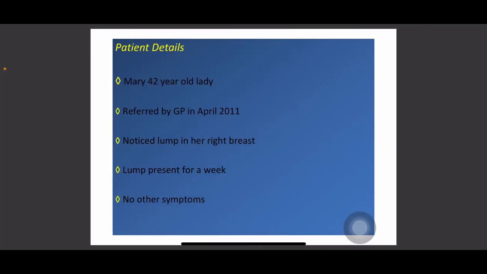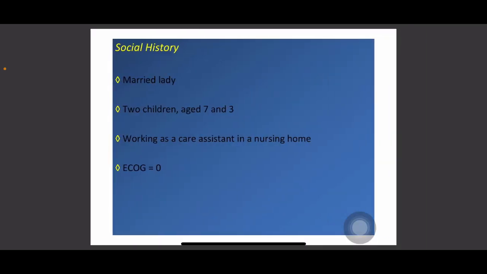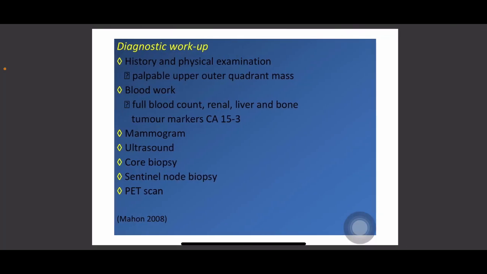The patient is Mary, a 42-year-old lady, referred by her GP in April 2011. She noticed a lump in her right breast, present for a week, with no other symptoms. Her previous medical and surgical histories are asthma and cesarean section times 2, and she is on current medication, Seretide inhaler and Singulair. Her social history is that she is a married lady with 2 children aged 7 and 3, working as a care assistant in a nursing home, and her ECOG score is 0.